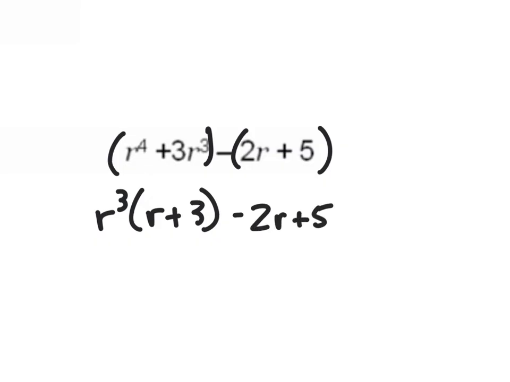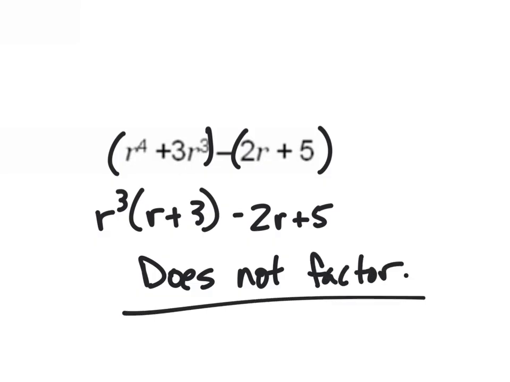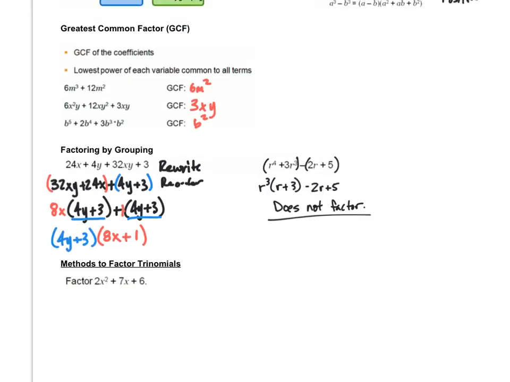So, I mean, I could keep going with this, but the reality is that this does not factor. And there are things that don't factor, and that's okay. Not everything is going to factor, but we have to be able to identify, try different methods and look at it and make the determination that something does factor or does not factor, okay?